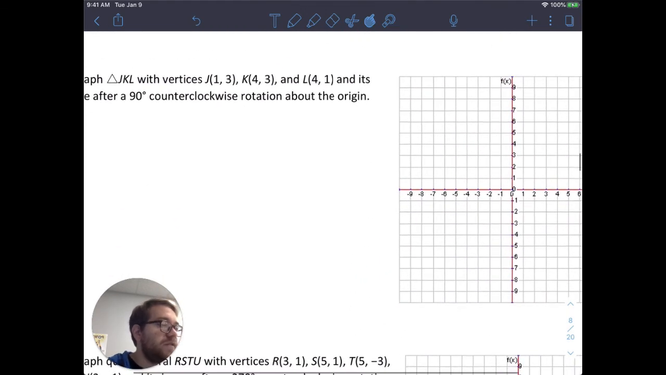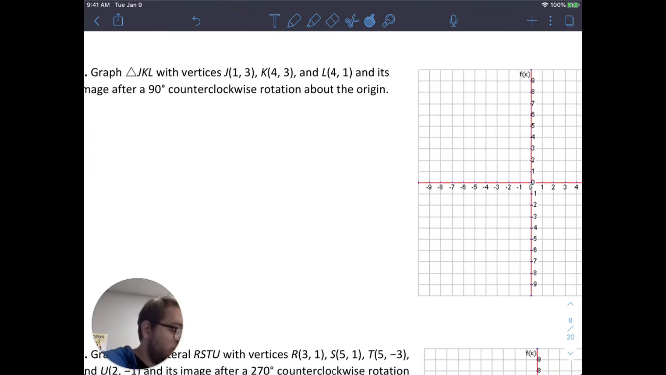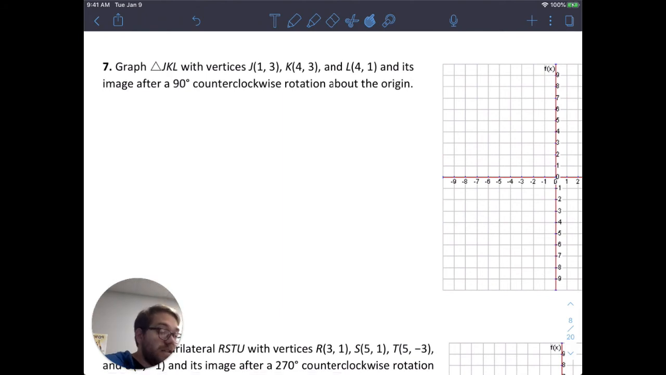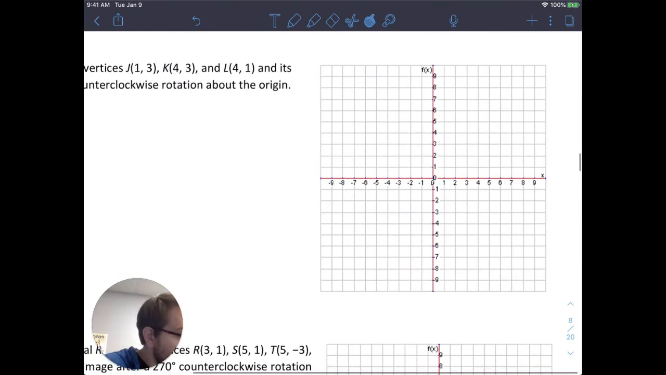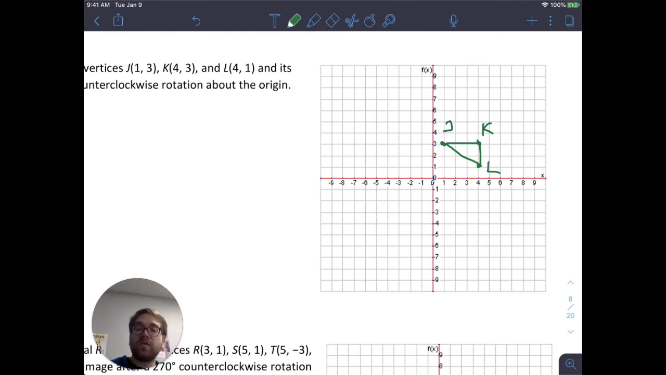Number 7, it says graph the triangle JKL with vertices J(1, 3), K(4, 3), and L(4, 1). And we're going to graph that triangle and its image after a 90 degrees counterclockwise rotation about the origin. Okay, so let's first graph that triangle. J is at 1, 3. K is at 4, 3. And L is at 4, 1. And so we're going to rotate this figure about the origin 90 degrees.